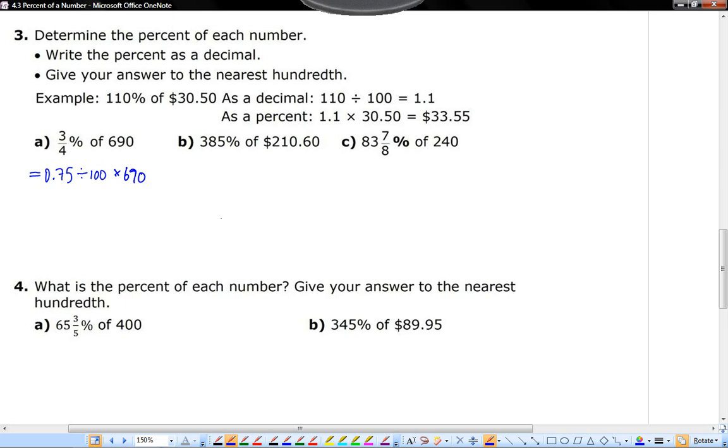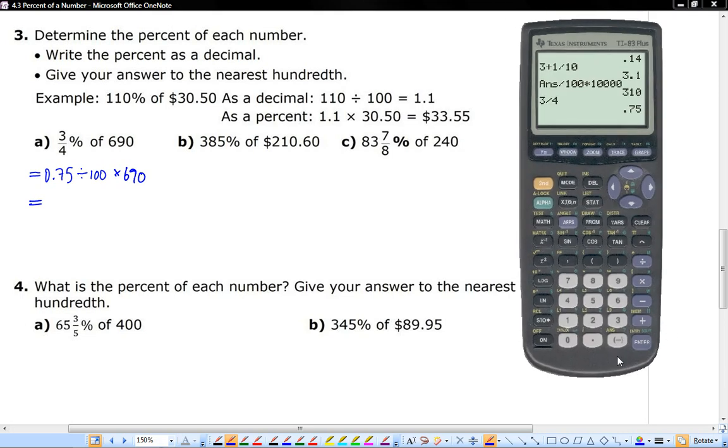And when you do that, 0.75 divided by 100 and multiplying by 690 gives us 5.175. But since it said to round to the nearest hundredth, we're rounding this off to 5.18. There you go.